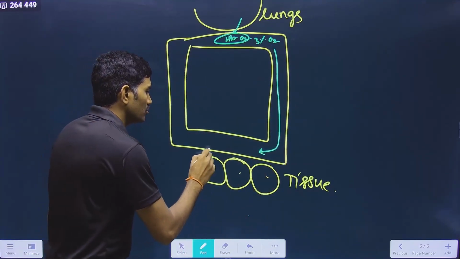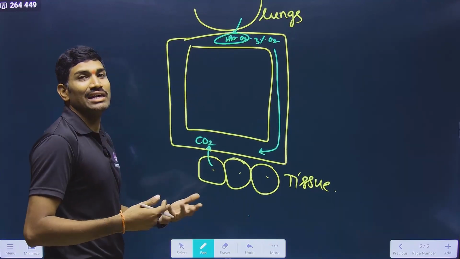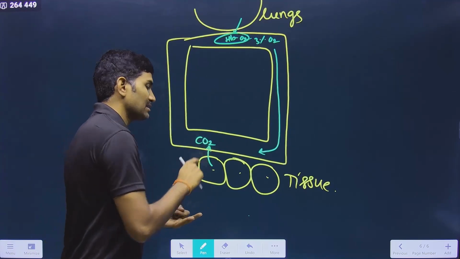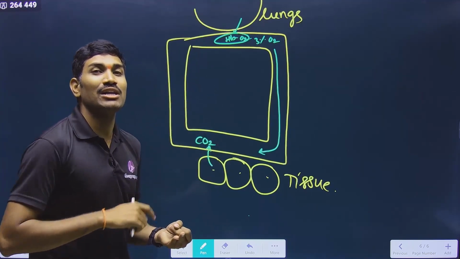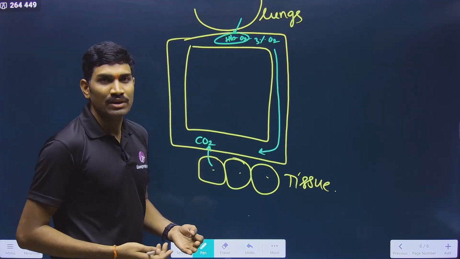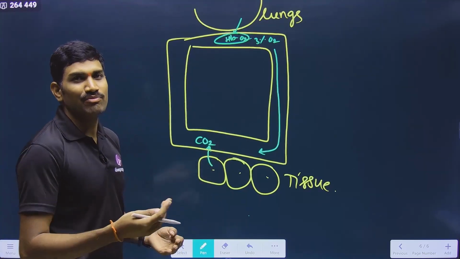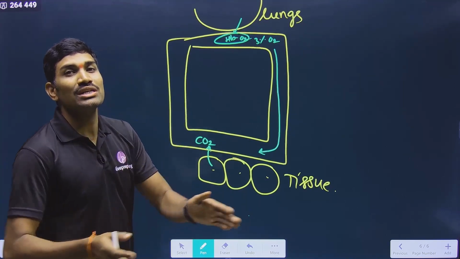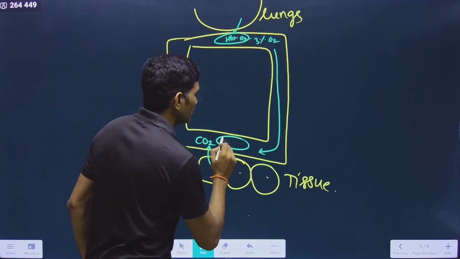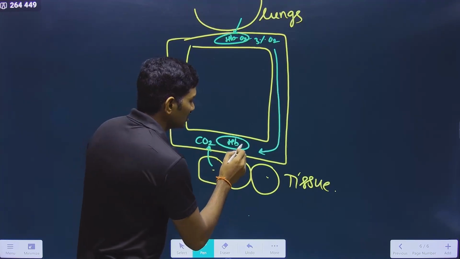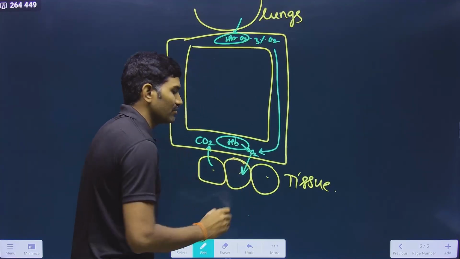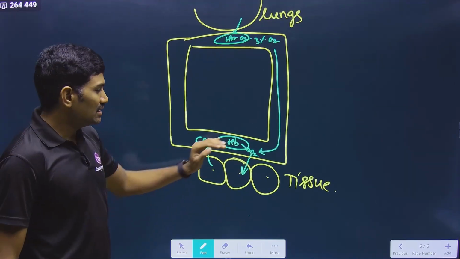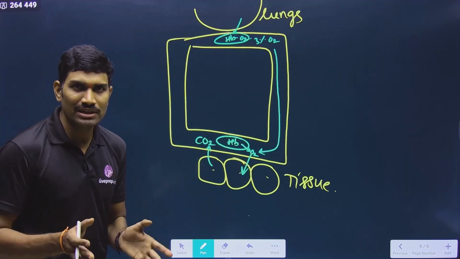Yes or no? At the tissues, what happens? CO2 levels are very high. Already we studied the factors. CO2 levels are very high and H plus ion concentration is more. H plus ion concentration more means pH value is less, and the temperature is also high. And 2,3 bisphosphoglycerate levels are high. These factors help in dissociation of oxygen. Oxygen is dissociated from hemoglobin, released into the blood, and then it comes into the tissues. In this way, oxygen is going into the tissues. This is the concept we are studying, right?